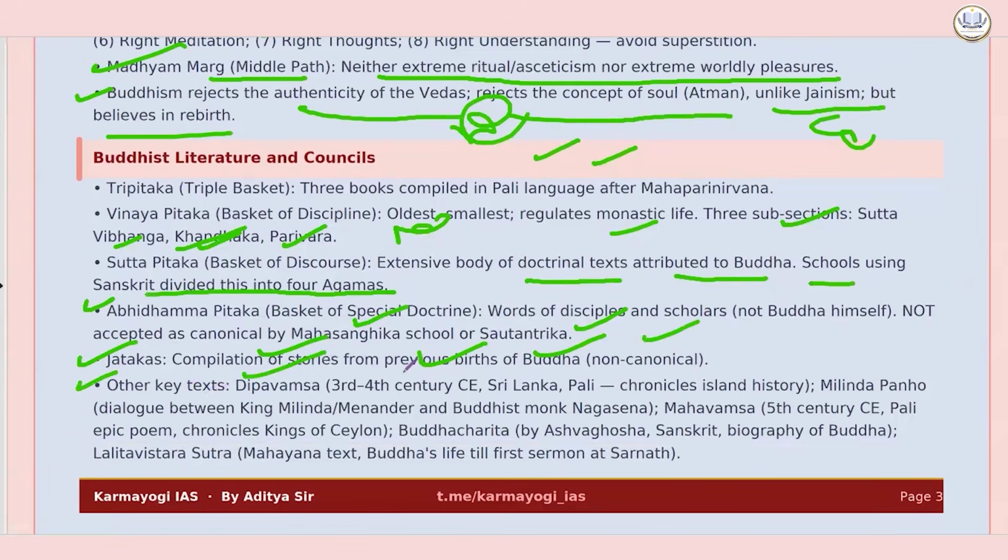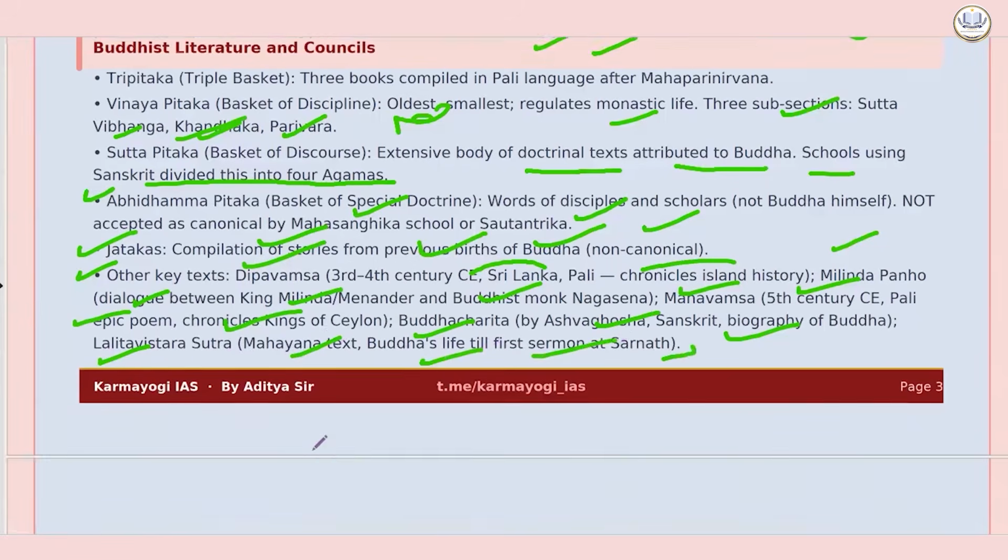Other key texts: Deepavamsa, 3rd-4th century CE, Sri Lanka, Pali chronicle talking about island history. We have Milinda Panha, the dialogue between King Menander and Buddhist monk Nagasena. We have Mahavamsa, written in 5th century CE, an epic poem chronicling the kings of Ceylon. We have Buddhacharita by Ashwaghosha, a Sanskrit biography of Buddha. We have Lalitavistara Sutra, a Mahayana text, depicting Buddha's life till the first sermon at Sarnath.